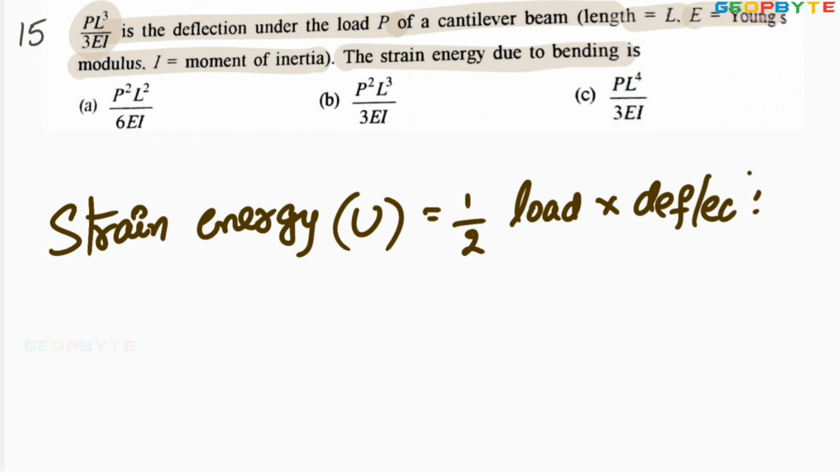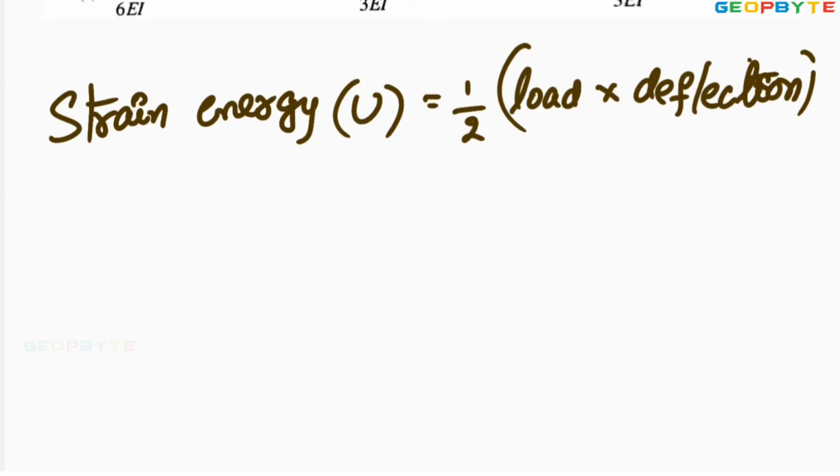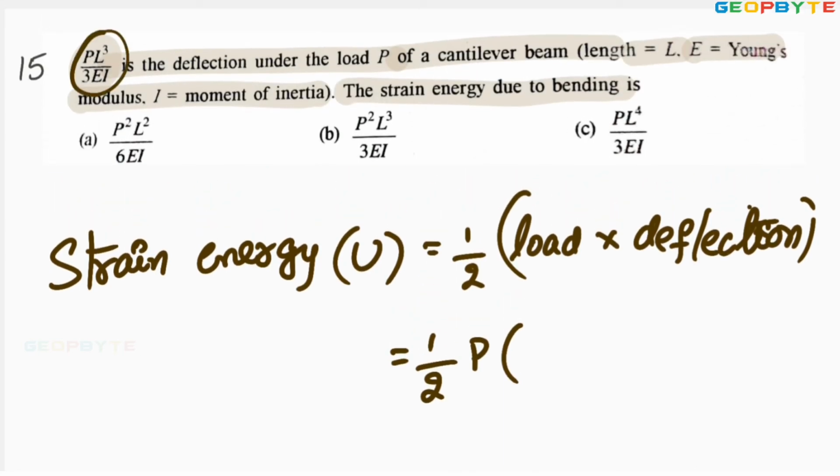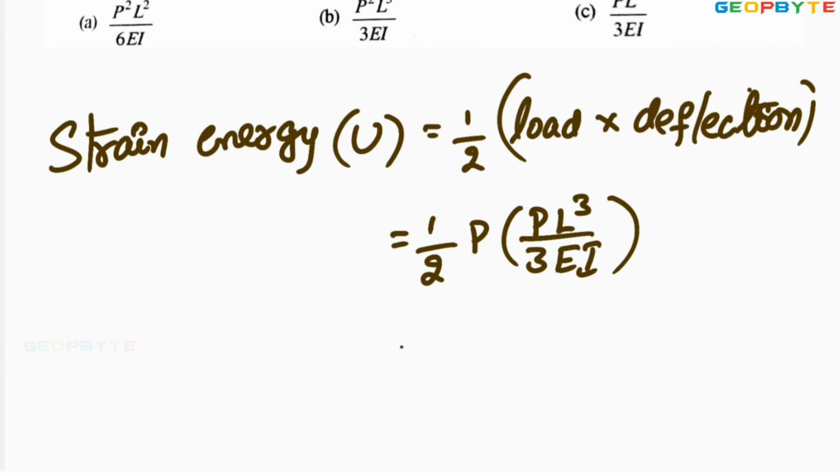Half into load into deflection is the strain energy. It is equal to half into load P, into the deflection, which is P L cube by 3EI. Simplify this value: P square L cube by 6EI. So this is the strain energy U.